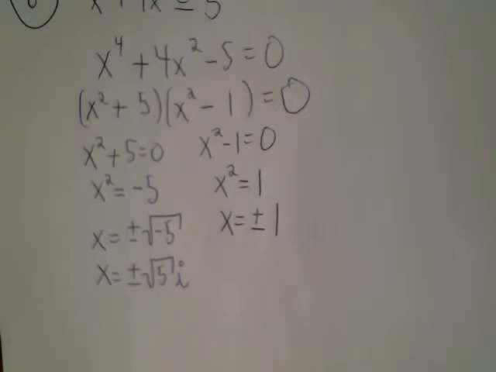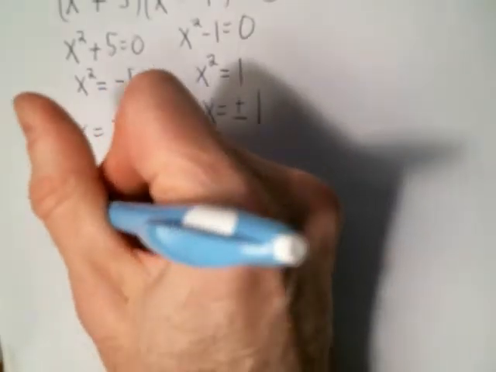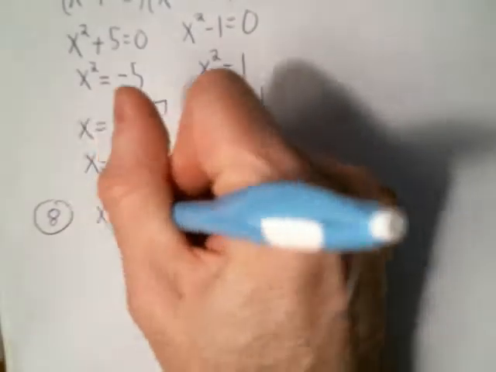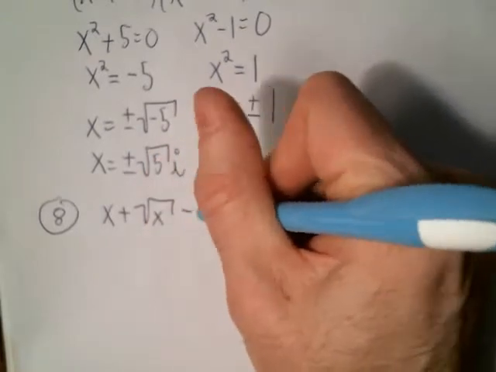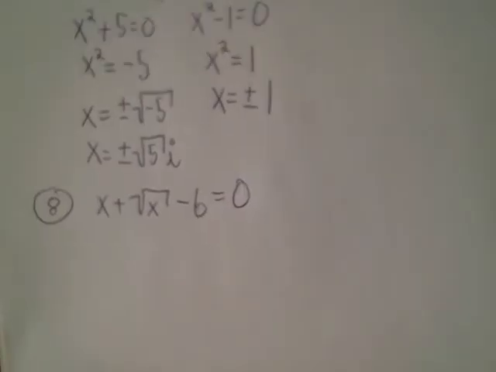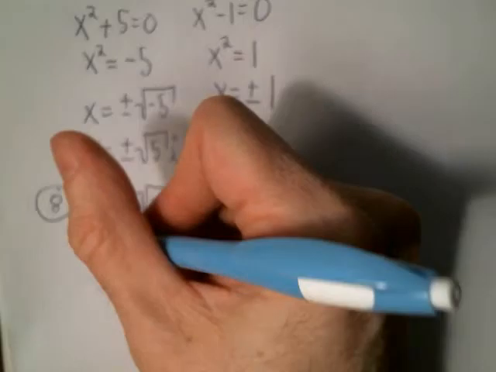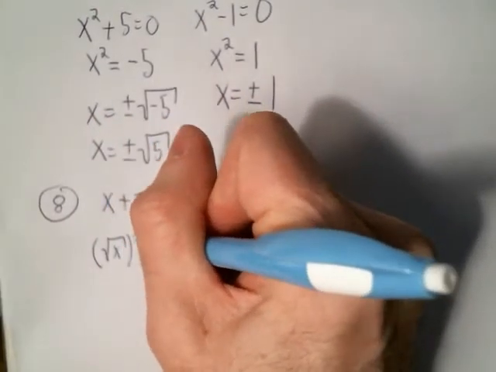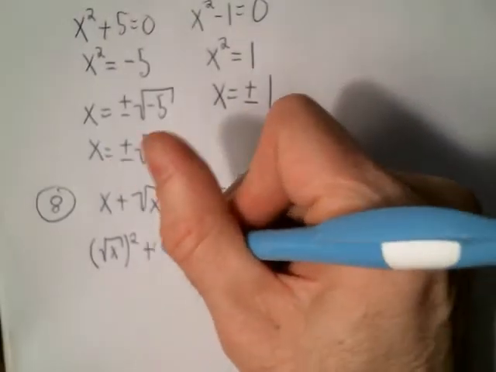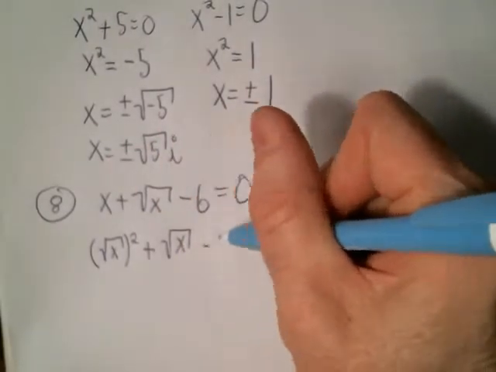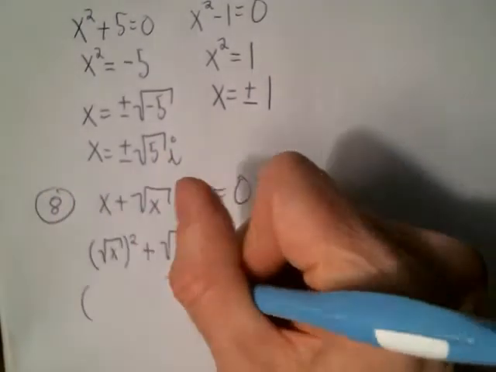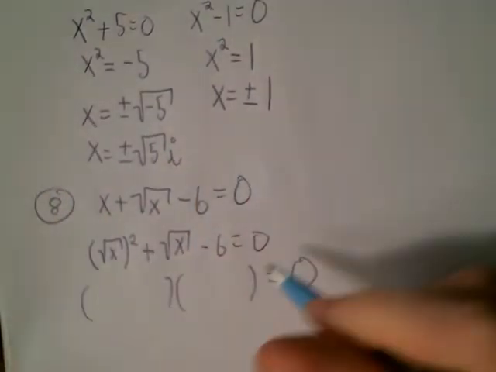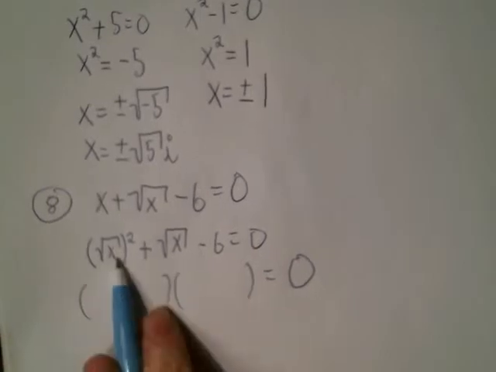So let's look at another one. This one's a little bit different. So 8x plus the square root of x minus 6 is 0. Right, so this time it's like, what's being squared? How is this quadratic? Well, you can rewrite x as the square root of x squared. And then you have plus just the square root of x, and then minus 6 is 0. Okay, so the thing that goes here and here is the square root of x.